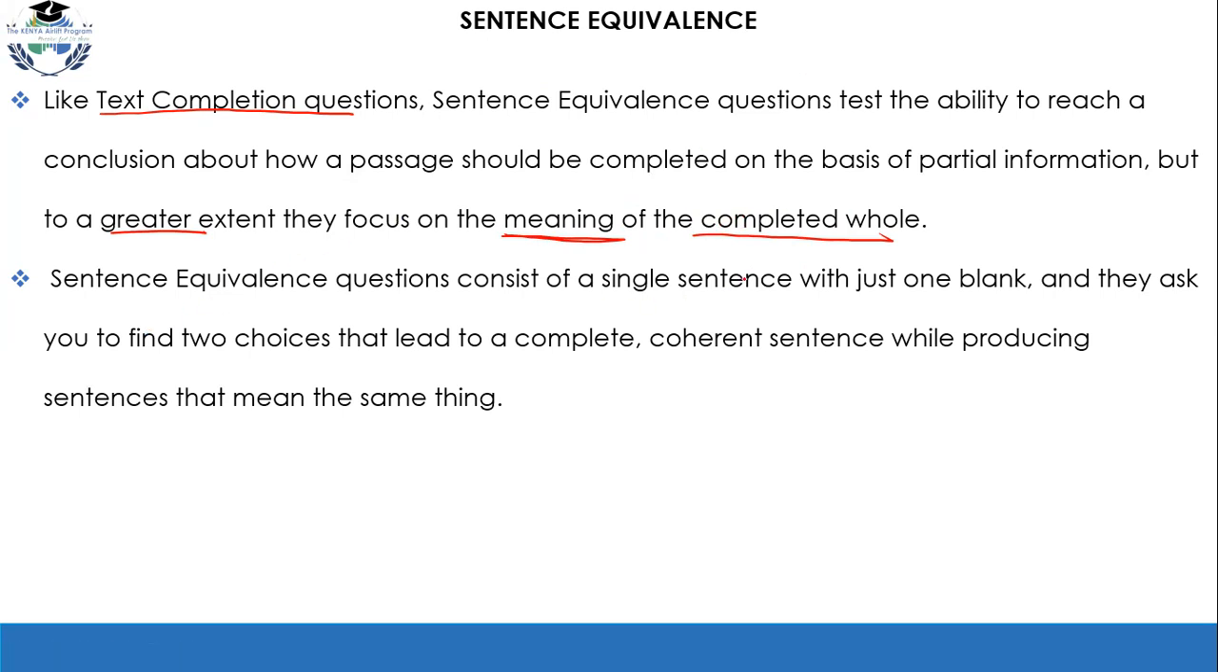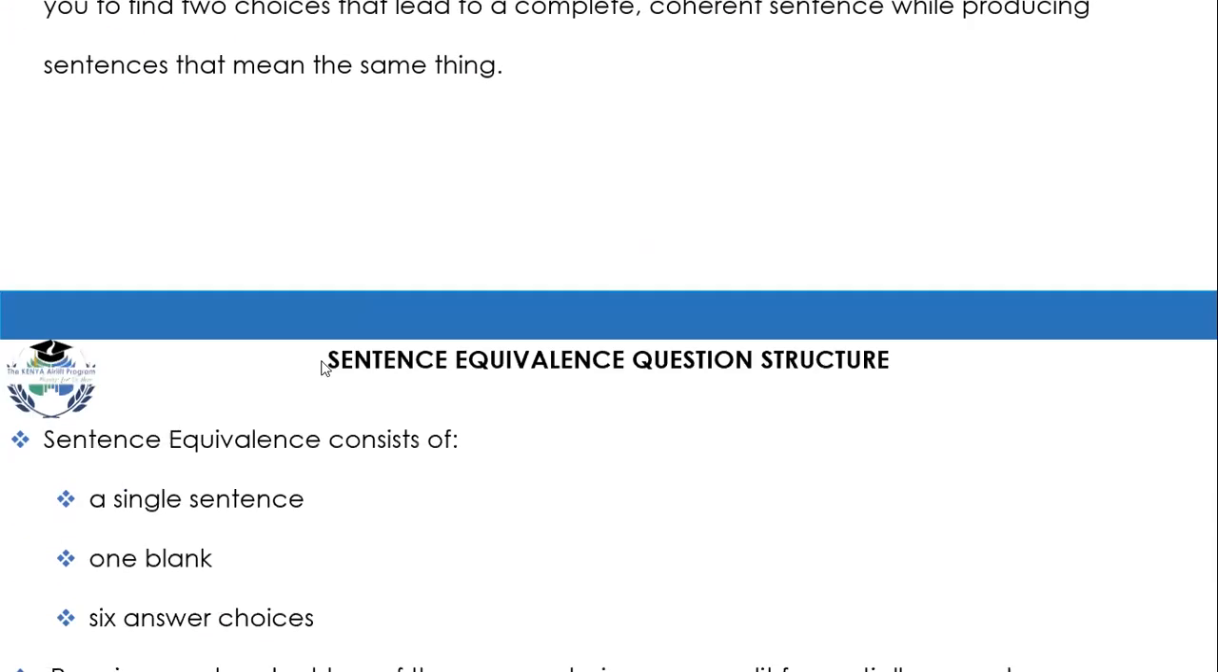A sentence equivalence question consists of a single sentence. It's always going to be a single sentence, never more, with just one blank. They ask you to find two choices that lead to a complete, coherent sentence while producing sentences that mean the same thing. Sometimes these words are synonyms, sometimes they are not. But there will always be two choices, and as long as the two choices you pick give the sentence the same meaning, that's what they're looking for.